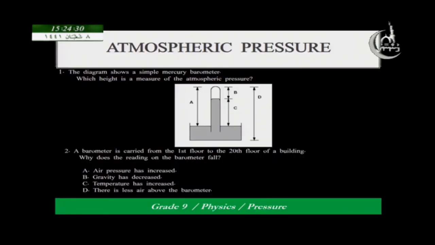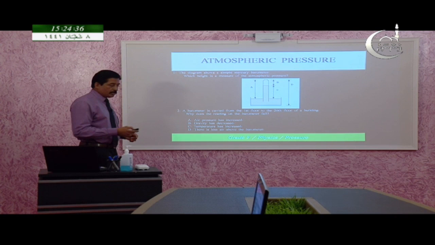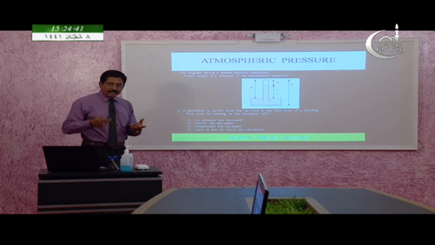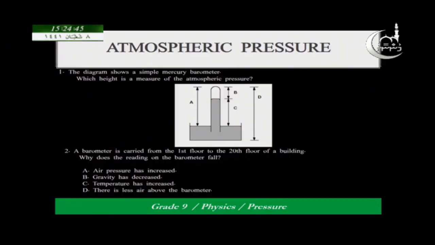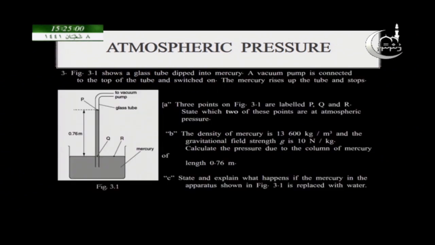A barometer is carried from the first floor to the 20th floor of the building. Why does the reading on the barometer fall? The reading falls because of low pressure. So go through the options. First one, air pressure has increased, wrong. Gravity has decreased, that is also wrong, because gravity will not change within the 20th floor. Temperature has increased, no. There is less air above the barometer, so the atmospheric pressure decreases.